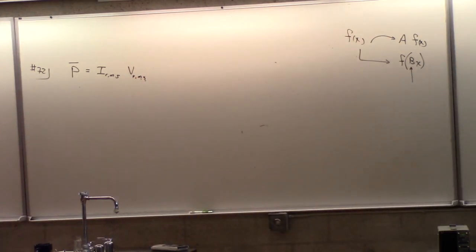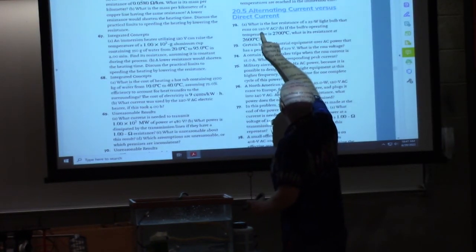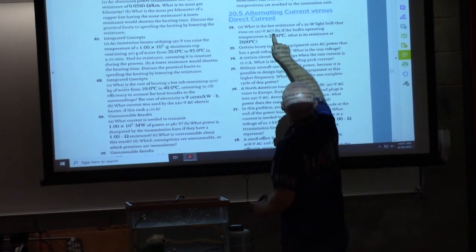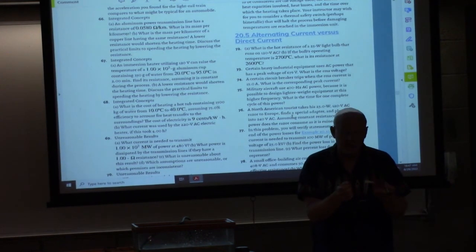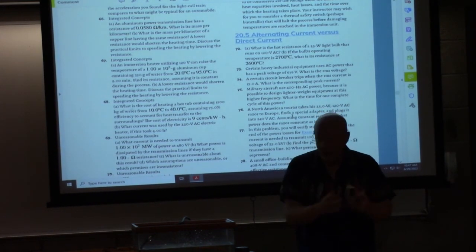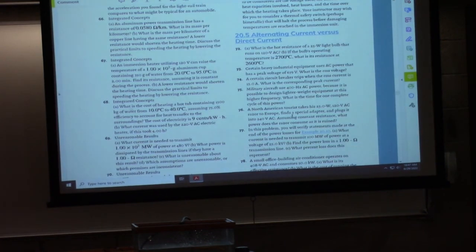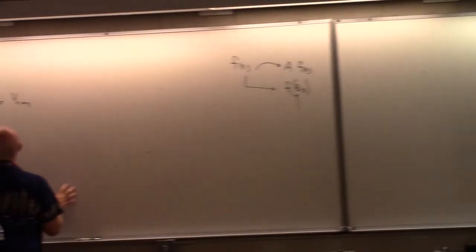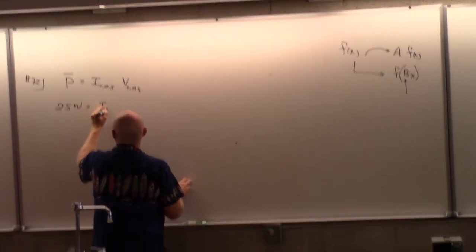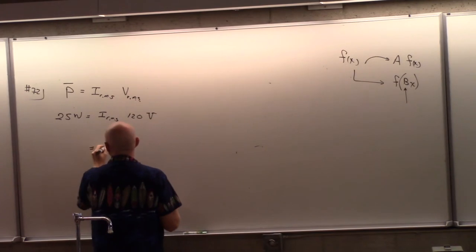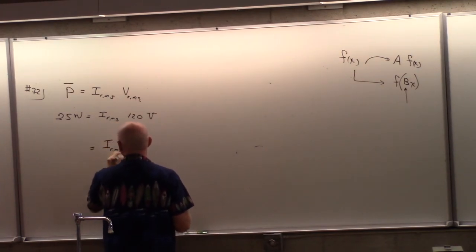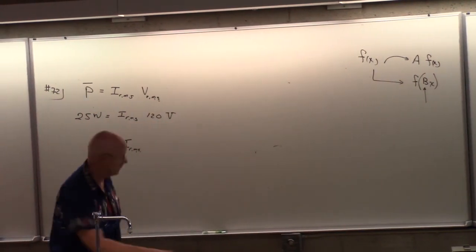I thought it might be good to grab this one because right here, when they say 120 volts AC, they're actually telling you the effective RMS. They're not telling you the maximum. So they usually give you the RMS. And so I'm going to put here 25 watts. I'm going to put my current RMS, and I'm going to put here 120 volts.